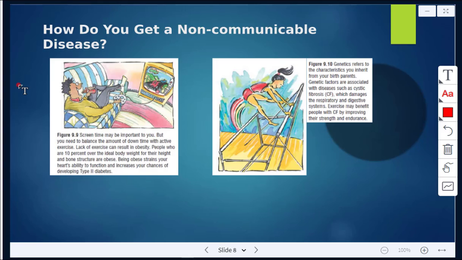And lastly, genetics. These are the characteristics that you inherit from your birth parents. Genetic factors are associated with diseases like cystic fibrosis, which damages the respiratory and digestive systems. And exercise may benefit people with cystic fibrosis by improving their strength and endurance.